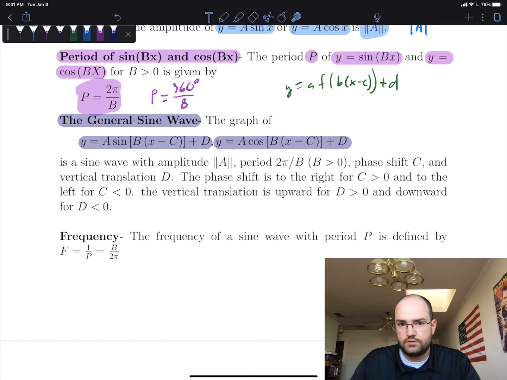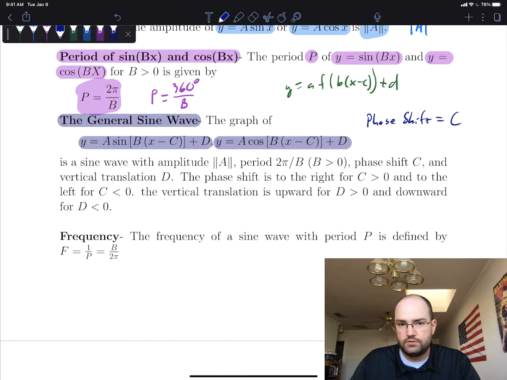Now, this is a sine wave with amplitude a, period of 2 pi over b, where b is greater than 0, phase shift c. Now that c is very important. That's a new term here. So phase shift is whatever c is. And of course a vertical translation d.